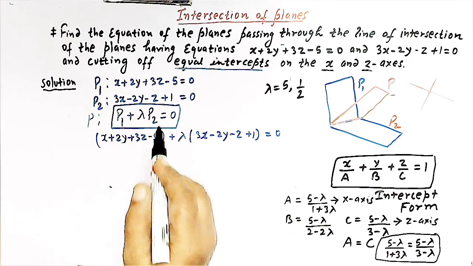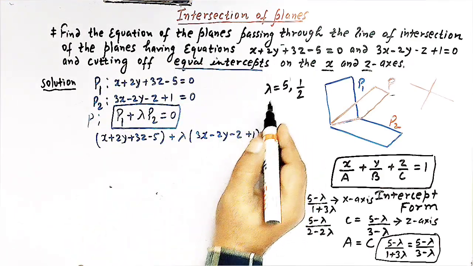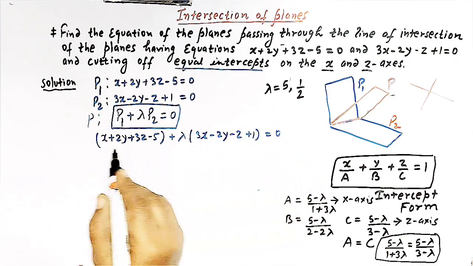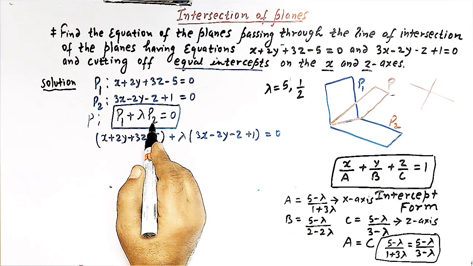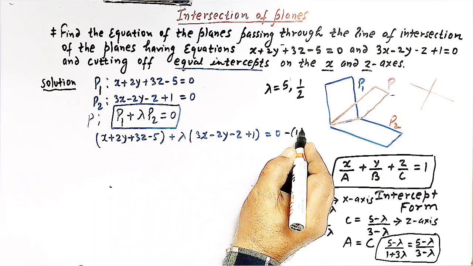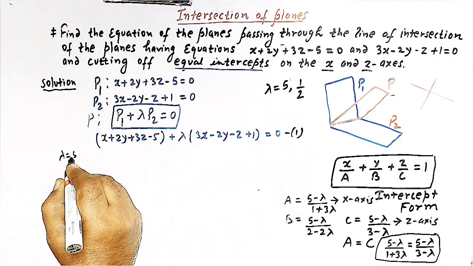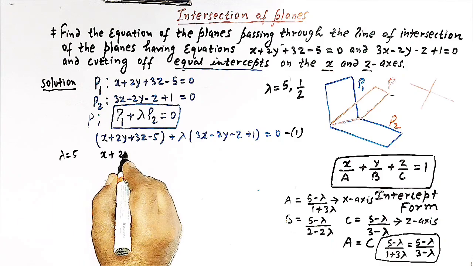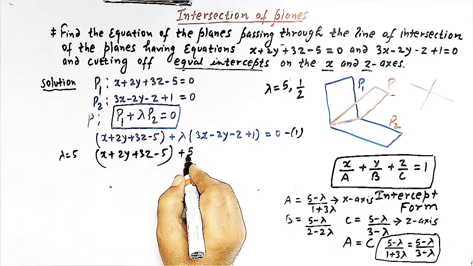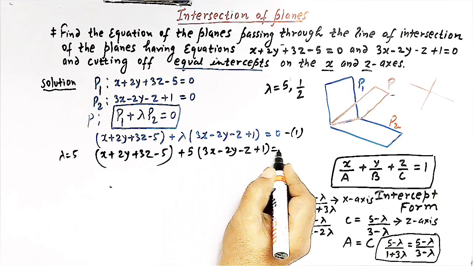So now to obtain the equation of the planes, we have to substitute the values of lambda in this equation, right? That is P1 plus lambda P2 is equal to 0. So here we can take this equation as equation number 1. So let us first take lambda is equal to 5. So we have x plus 2y plus 3z minus 5, and then we have 5 times (3x minus 2y minus z plus 1) is equal to 0.